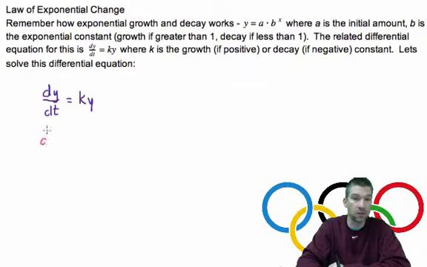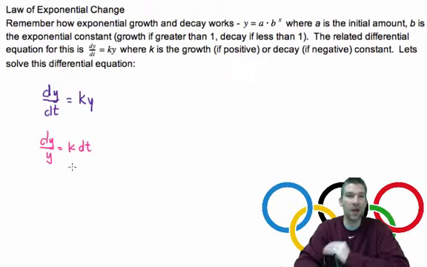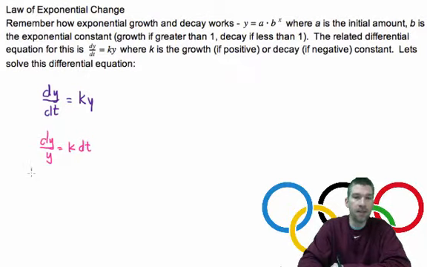Now watch here. This is really cool. dy over y equals k times dt. Did you see that? Did you see that? Okay. This is straight out of Algebra 1 101. All right. So maybe an easier way to think about this is 1 over y dy equals k dt. Okay, now integrate both sides.